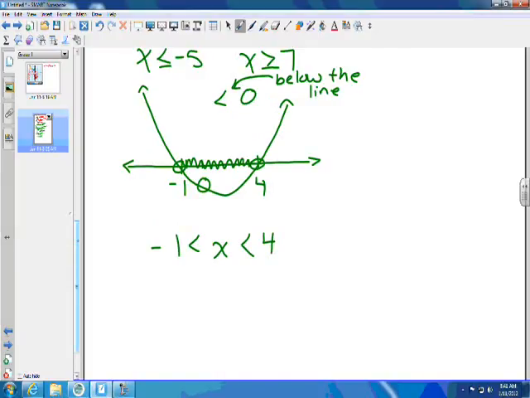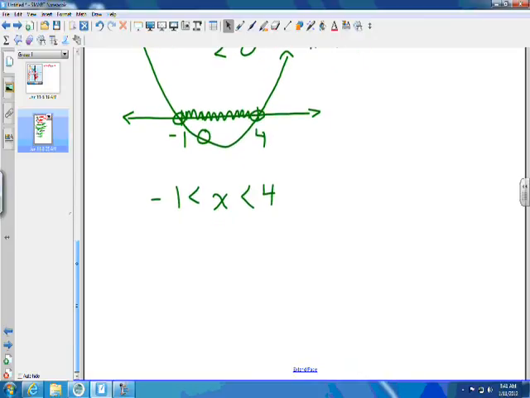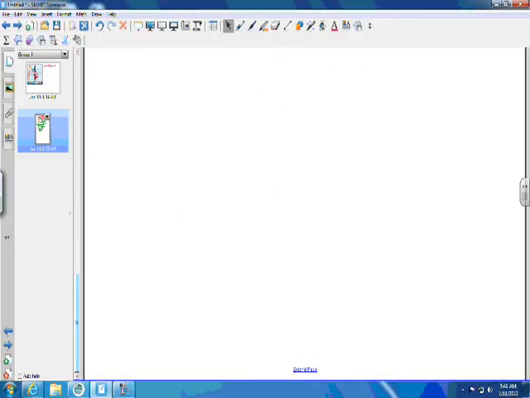I'm going to go ahead and show you the other method, and that might help some of you better see what we're doing here. So again, that was graphically solving, where you're graphing and looking at it. Algebraic is similar, but you don't have to graph in your calculator and find those zeros. x squared plus x minus 6 is greater than 0.